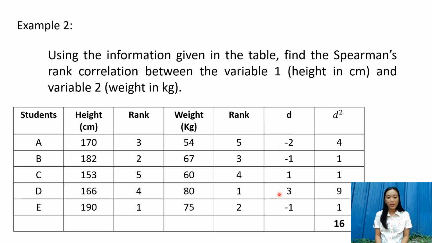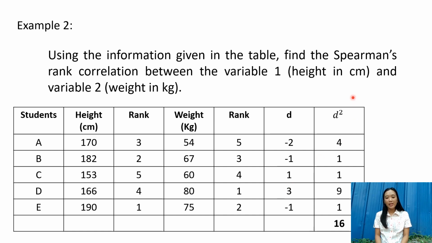So to get our d value again, we need to subtract the rank of the second variable from the first variable. So 3 minus 5 is negative 2. 2 minus 3 is negative 1. 5 minus 4 is 1. 4 minus 1 is 3. And 1 minus 2 is negative 1.